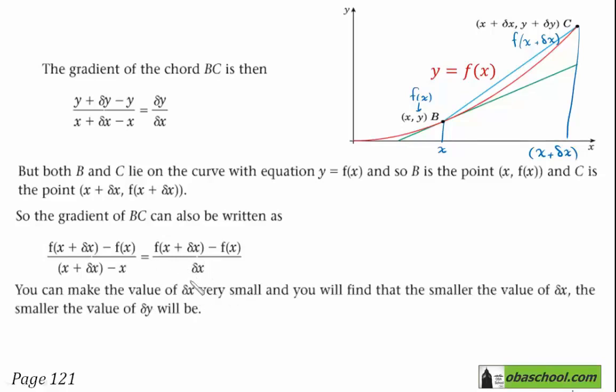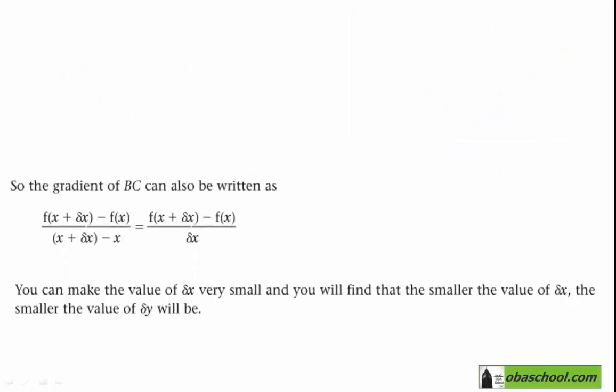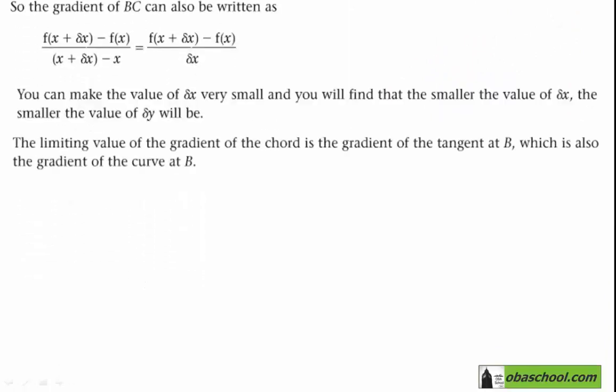You can make the value of delta x very small as we did previously with h, and you will find that the smaller the value of delta x, the smaller the value of delta y will be, because delta y is dependent on delta x. All the values of y are dependent on the values of x. Therefore, now we can say the limiting value of the gradient of the chord is the gradient of the tangent at B, which is also the gradient of the curve at B.